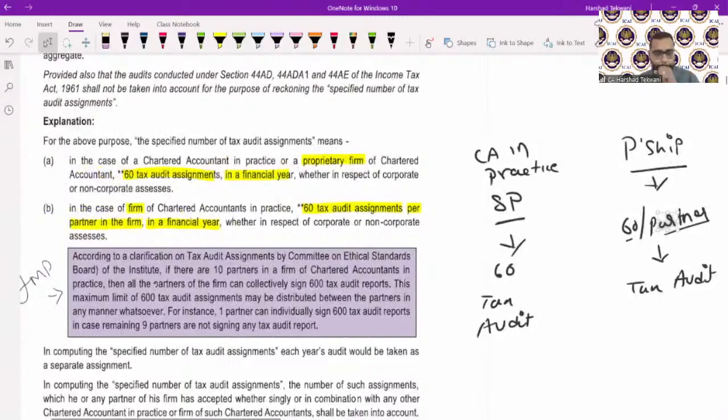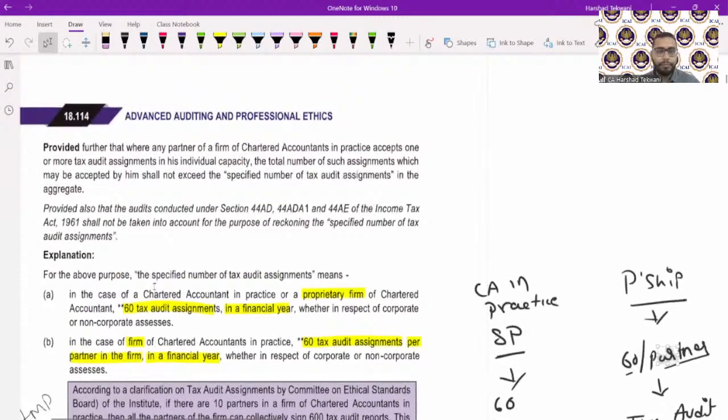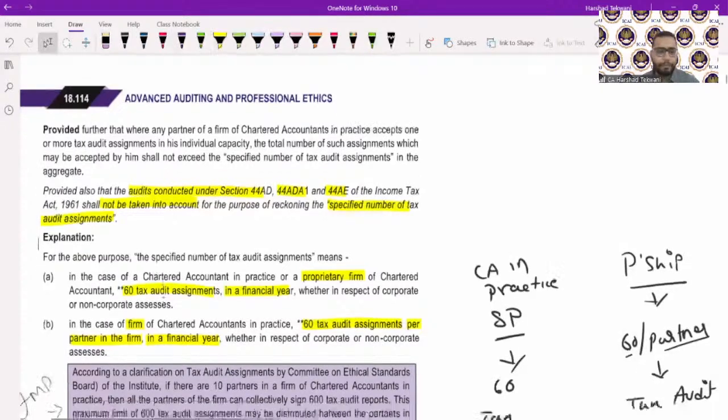Now, audit conducted under 44AD, 44ADA, 44AE is not to be taken into account for the purpose of the limit. Not to be taken into account for the purpose of the specified number of tax audit assignments. So 44AD, ADA and AE are not required to be considered. I hope it is clear.